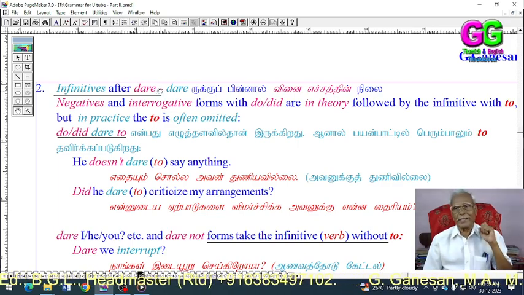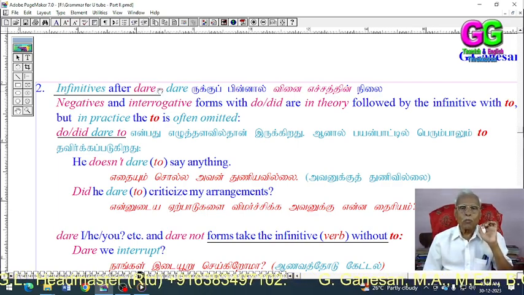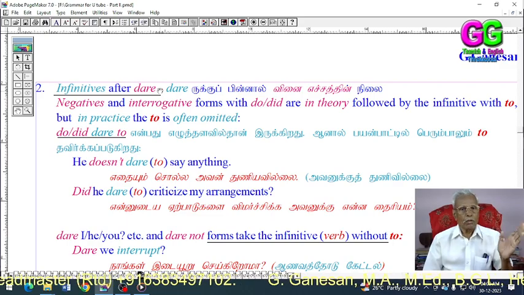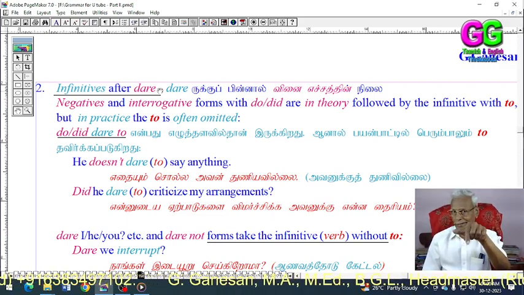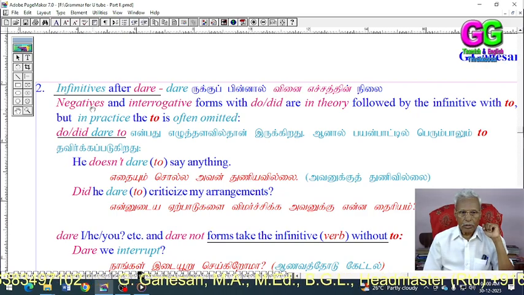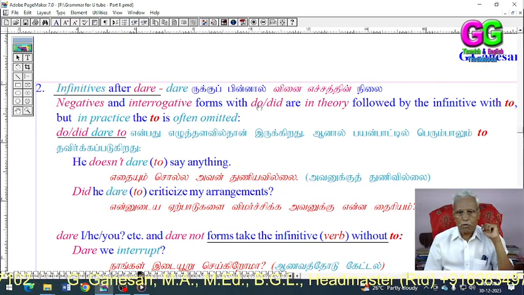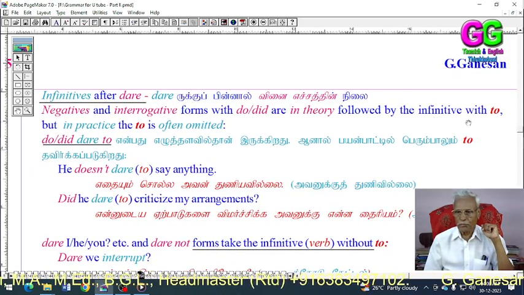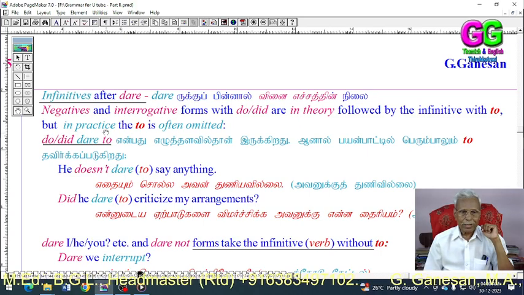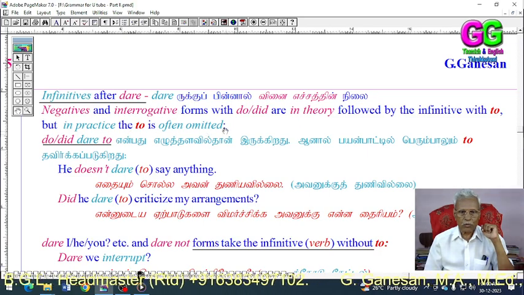Infinitives of dare. That is, what is the nature of the infinitive that follows dare? Negative and interrogative forms with do, did, or in theory only, are followed by the infinitive with to. But in practice, the to is often omitted.